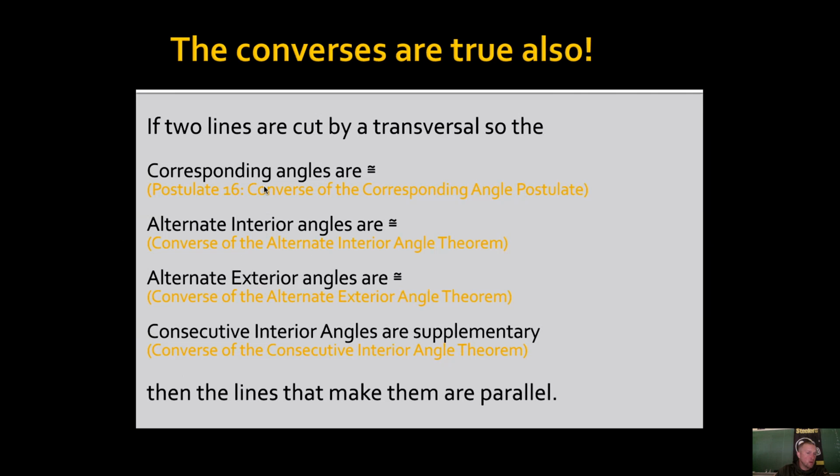Now, the same thing follows for all of these theorems. There's a converse for the alternate interior angle theorem. If the alternate interior angles are congruent, then the lines that make them are parallel. If the alternate exterior angles are congruent, then the lines that make them are parallel. If the consecutive interior angles are supplementary, then the lines are parallel.